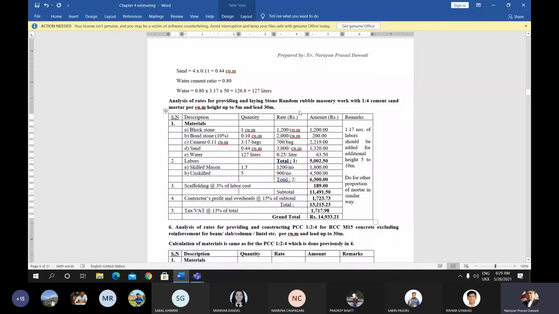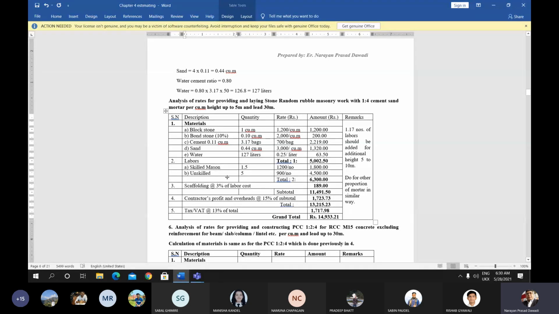Now, after adding all the material, labor and scaffolding cost, you will get the subtotal cost as 11,491.50 rupees. Then add the contractor profit and the VAT as usual, and you will get the grand total of 14,936 rupees and 21 paisa. This is the per unit cost of the stone rubble masonry work with 1 is to 4 cement mortar. You can do it this way for the other proportions also, 1 is to 3, 1 is to 5, 1 is to 6, etc. If the proportion is different, then the quantity of the material will be different.